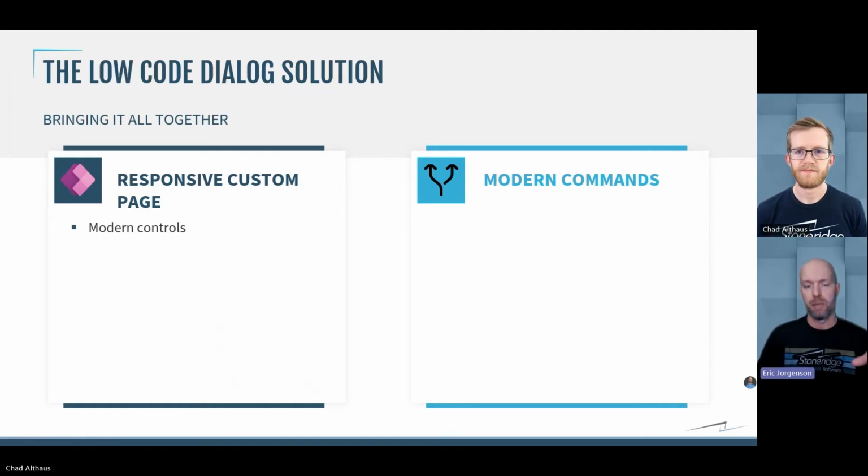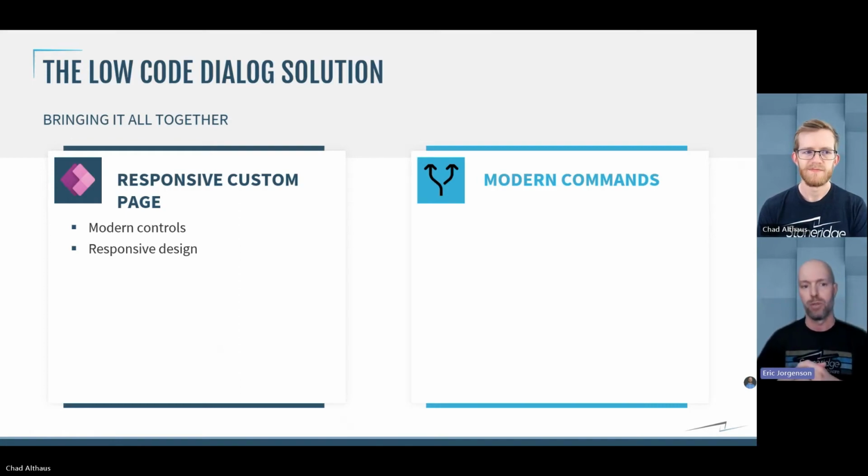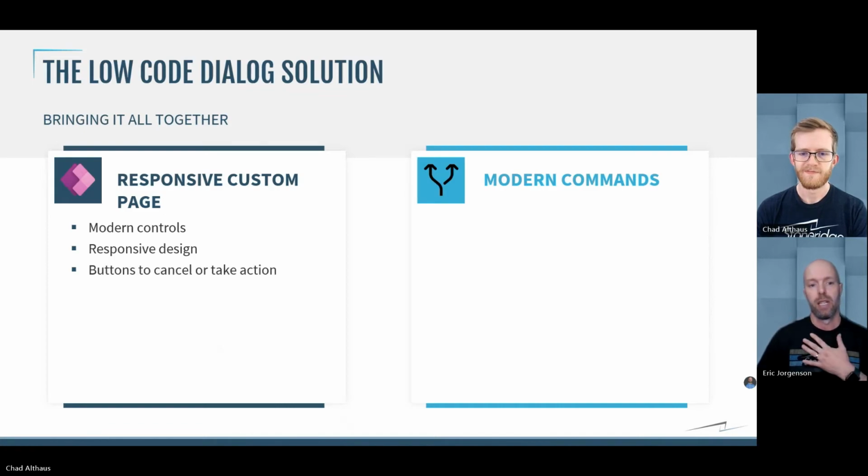For the responsive custom page, we're using some modern controls. Those are the nice look and feel of the apps that you're used to working with. If you're on the sales or customer service Dynamics CE apps, model-driven apps, those modern controls have that same look and feel, or can. The responsive design, something to where you're expanding and contracting, we want it to move with it, and we want it to really have that nice look and feel to it.